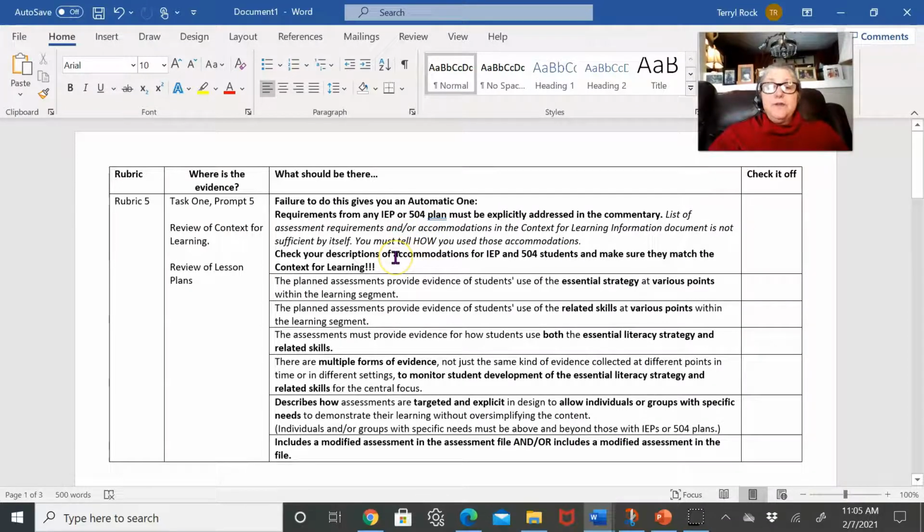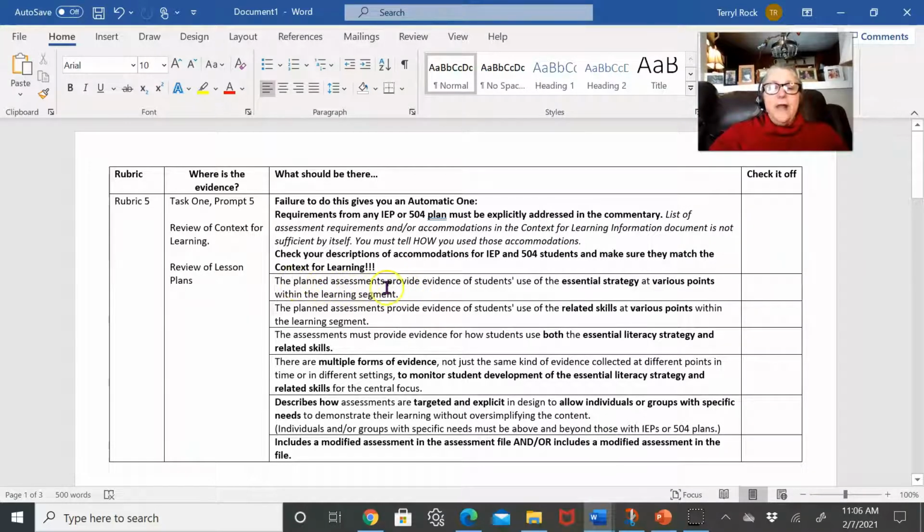So when you write prompt 5, you want to make sure that you have explicitly addressed any kind of assessment requirements that you noted in your context for learning. If you don't, that's an automatic 1, no matter how good the rest of it is. Okay, so it's very important that you double check that.